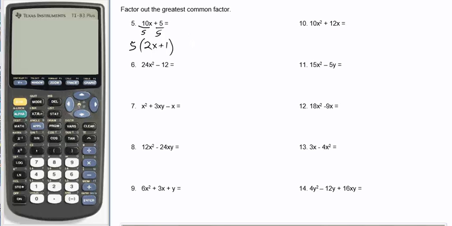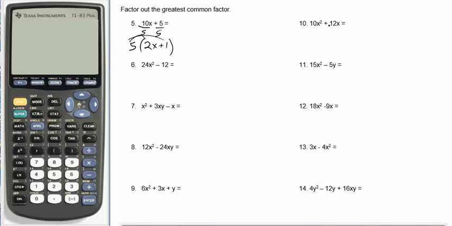So if we were to distribute this again, 5 times 2x is 10x. 5 times 1 is 5. So factoring with expressions is the opposite of the distributive property. Okay, let's take a look at another one. So we'll do another simple one, and then we'll go on to something harder.